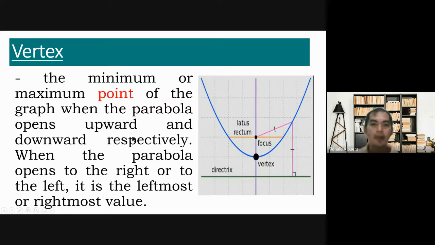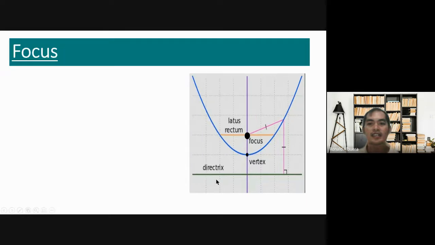Okay. How about kung to the right or to the left? When the parabola opens to the left or to the right. So pag sinabing left, it is the rightmost value. Pag sinabing right, it is the leftmost value. Okay, let's proceed. How about the meaning of the focus?